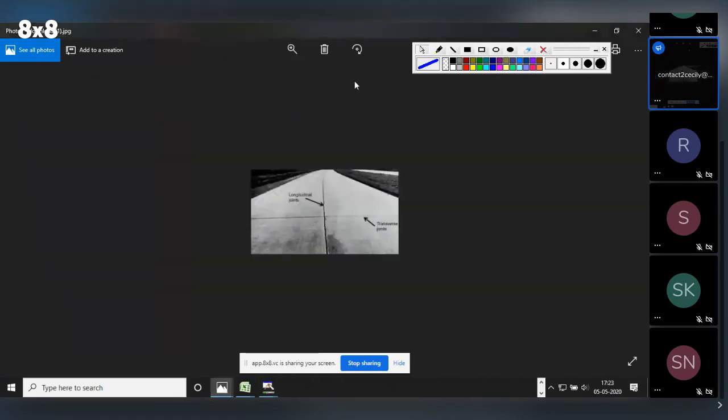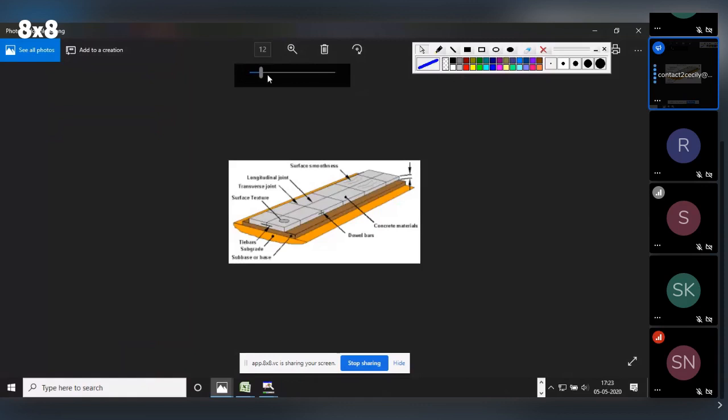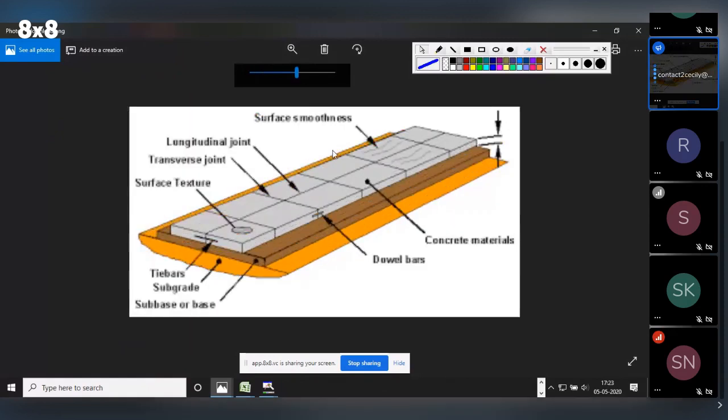Now see where these joints are placed. As I said, this is your slab. This way traffic will move. This is your longitudinal joint. See here, this is the tie bar. It will be placed somewhere at this depth. These are the slabs I said. In order to join these two slabs together, we are using this bar. Clear?